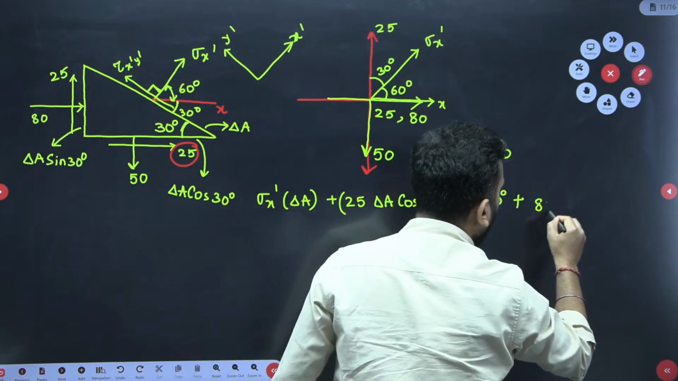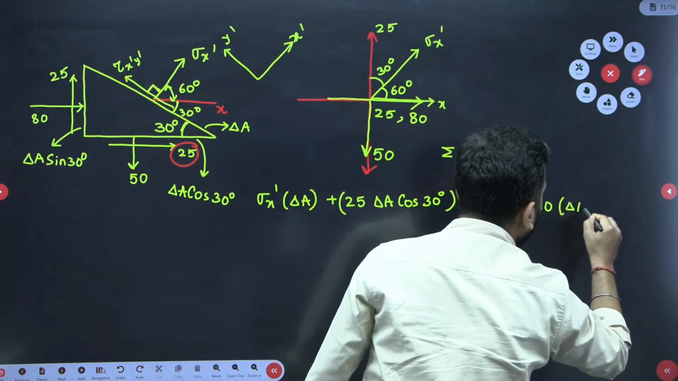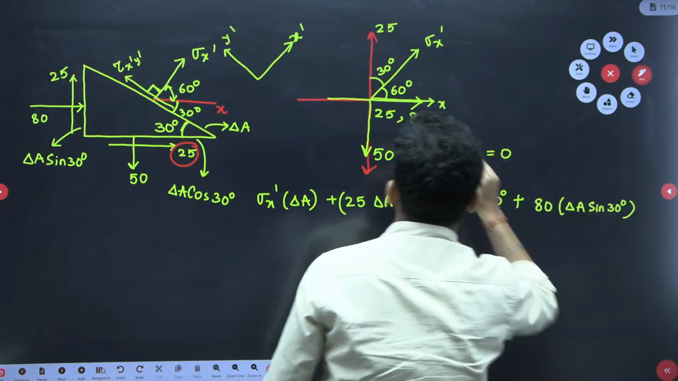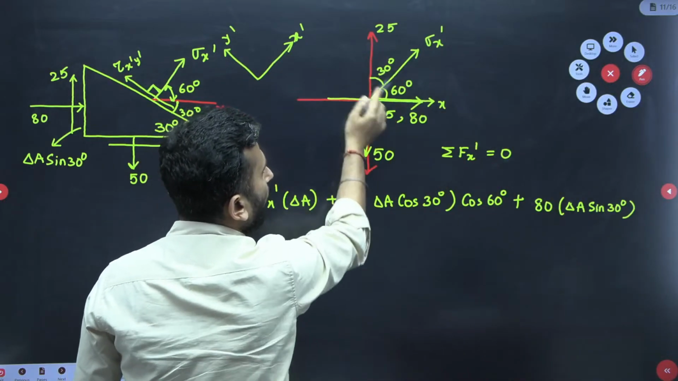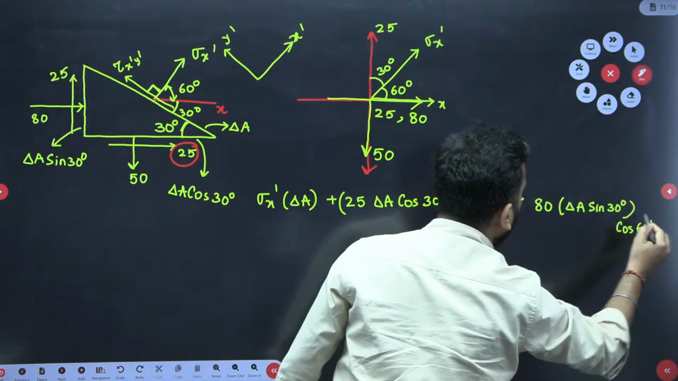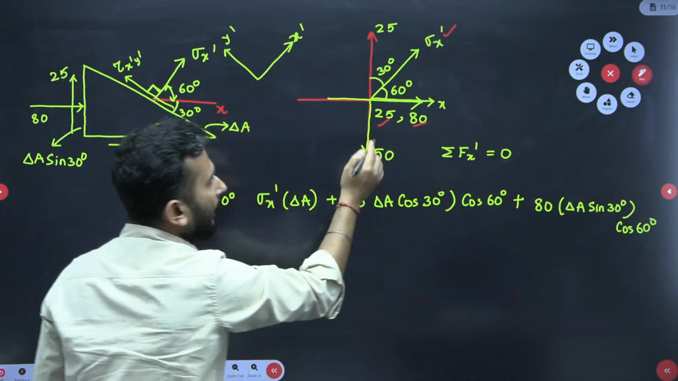It is acting on which area? Delta A sin 30. I have to take the component, so do cos 60. So the sigma x dash term is done. 25, 80 done. Now this 50.